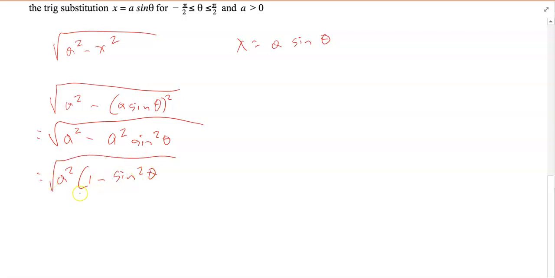Under the radical, 1 minus sine squared theta is the same as cos squared theta. It's going to be a squared cos squared theta. And so finally, take the positive root, that's going to be a cos theta as our final answer. And this is true because of the restrictions given in the question.